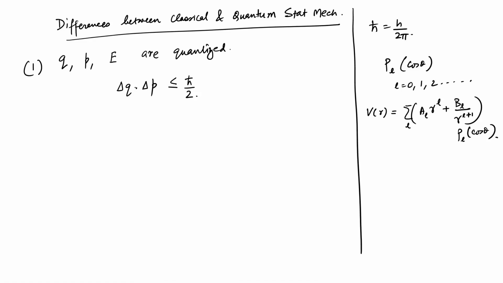Which could be J and phi, where J means the angular momentum and phi the corresponding angular variable, and also energy and time. So, delta E delta T again follows this relation, delta E into delta T is greater than or equal to h cross by 2. Delta J delta phi, where J is the angular momentum and phi is the angular variable, would also conform to this.